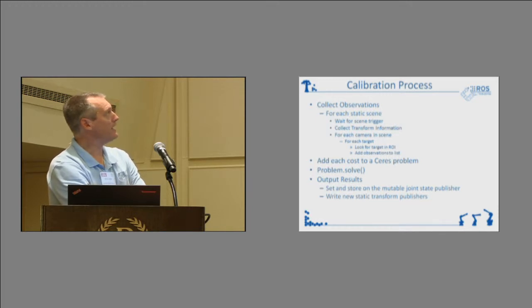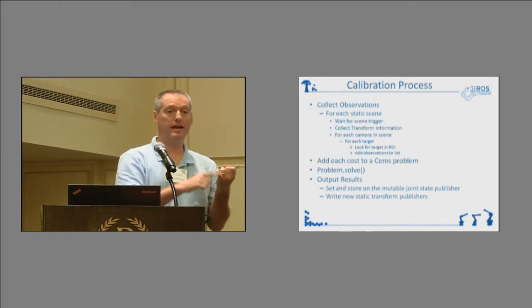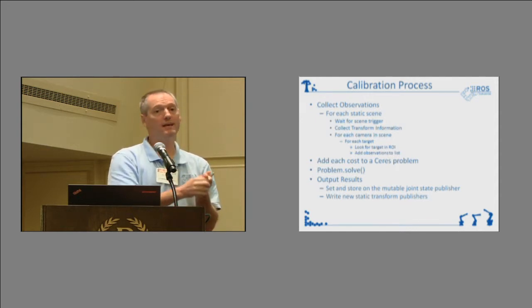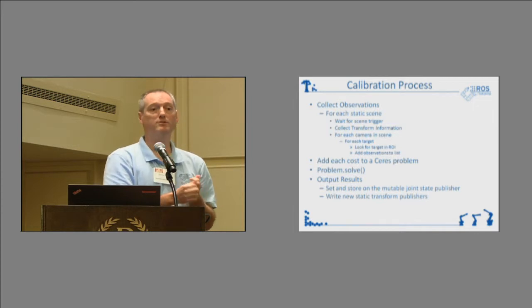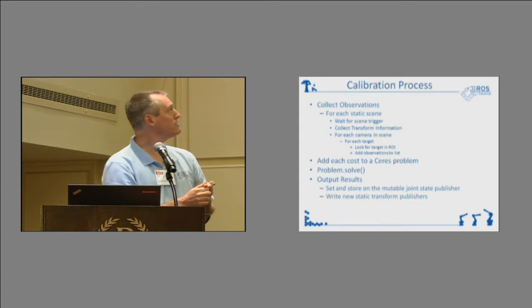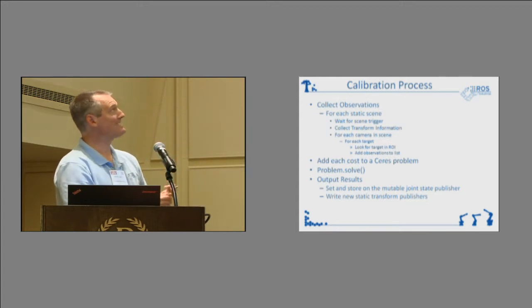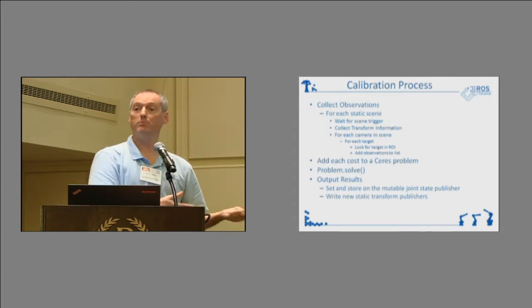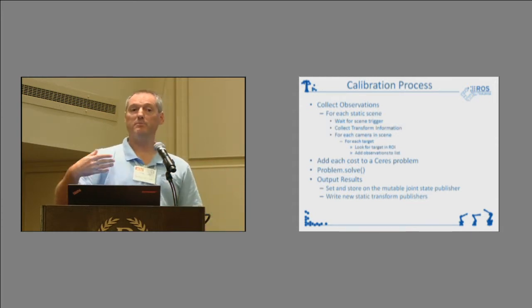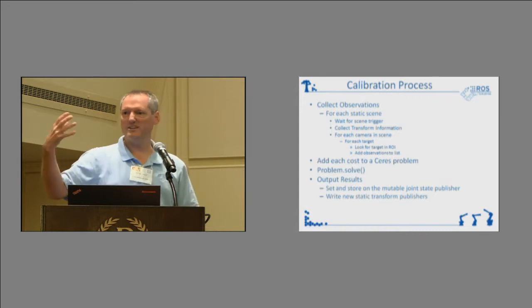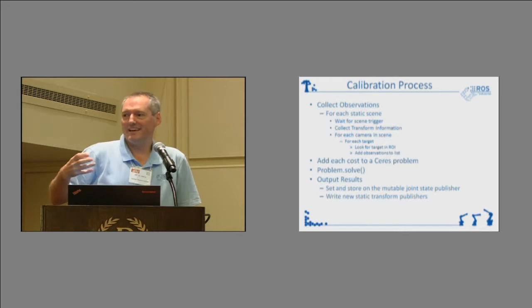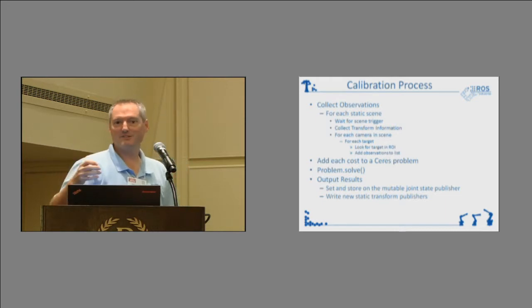We have a YAML file which defines the cameras, one which defines the targets and all the information about the targets, and one which defines all the observations you're going to make, and that includes a sequence of static scenes. So for each static scene, we send out a trigger. Now, the scene trigger is where we move the robots. So we've implemented this generalized thing called a scene trigger, and one of the scene triggers we implemented was an interface to MoveIt, which basically says go to these joint values.